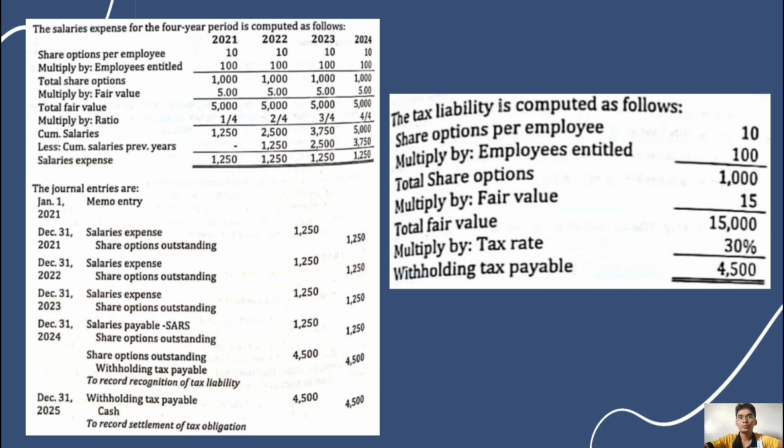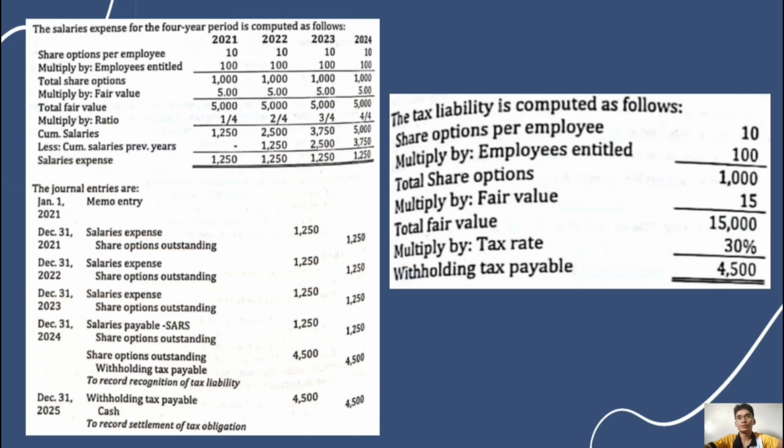Net settlement and withholding tax 2024. Instead of issuing all share options, the company withholds them to cover employees' tax obligations. The tax amount is recorded as a withholding tax payable. Share options outstanding 4,500, withholding tax payable 4,500. Tax settlement 2025. The company remits the withheld amount to the tax authorities. December 31, 2025, withholding tax payable 4,500 and cash 4,500.